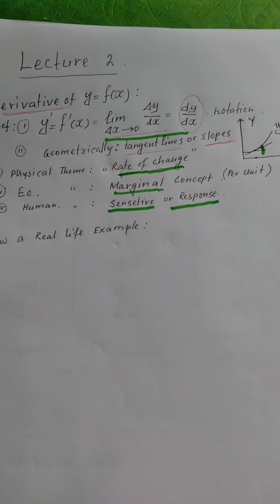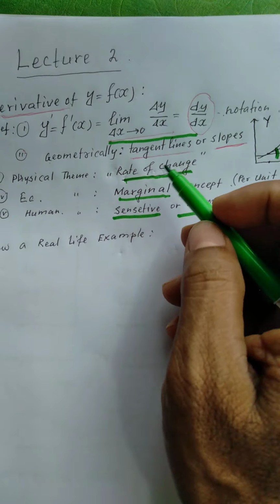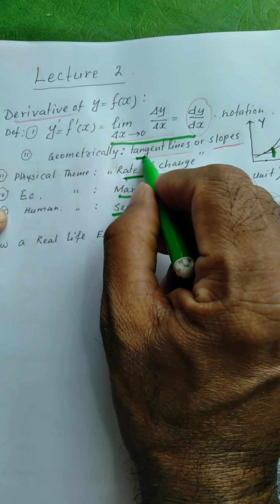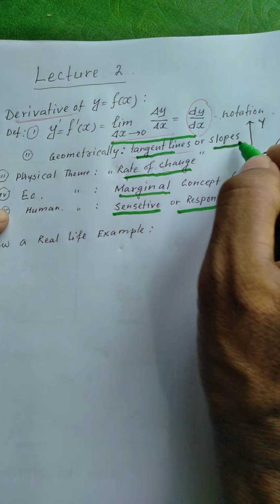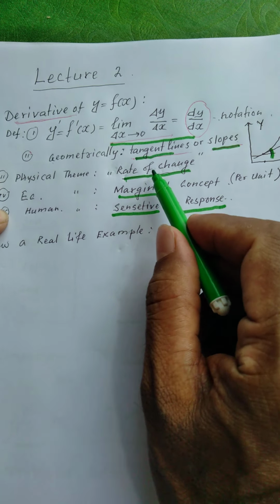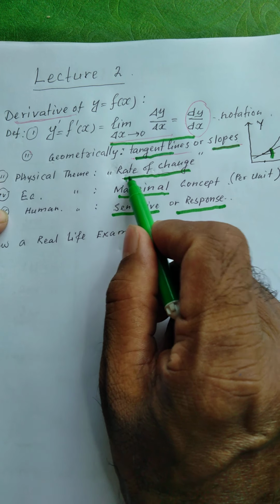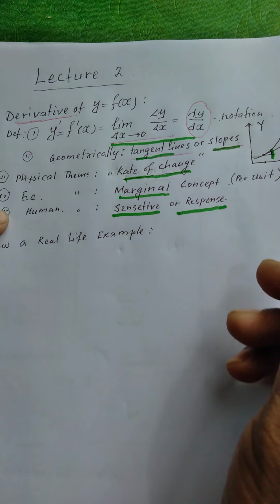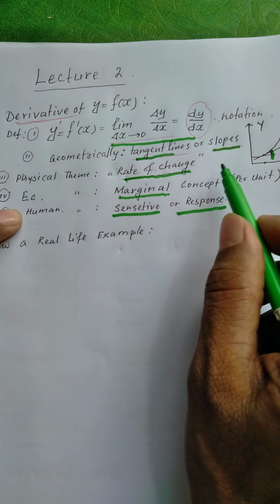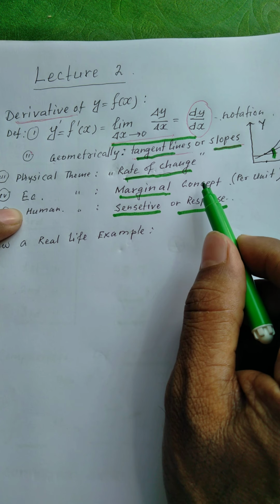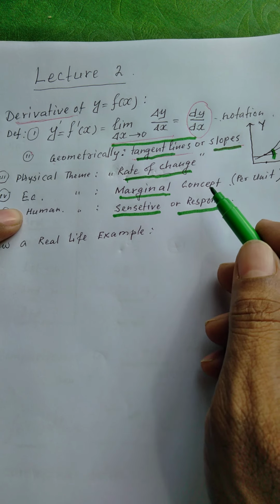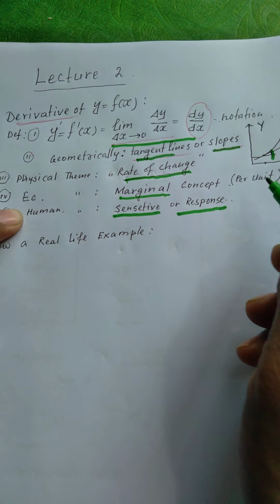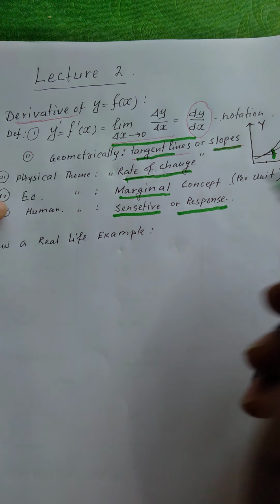We saw that this mathematical term has different interpretations. Geometrically, it is the tangent line problem, or finding slopes. Physically, it is the rate of change function. How to find the rate of change function? And the economic theme of the derivative is the marginal concept, which is in fact per unit something: marginal cost, marginal revenue, marginal product, marginal profit, marginal utility. This is per unit something.